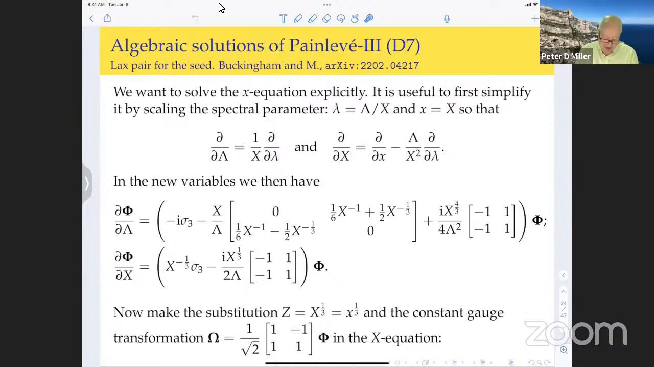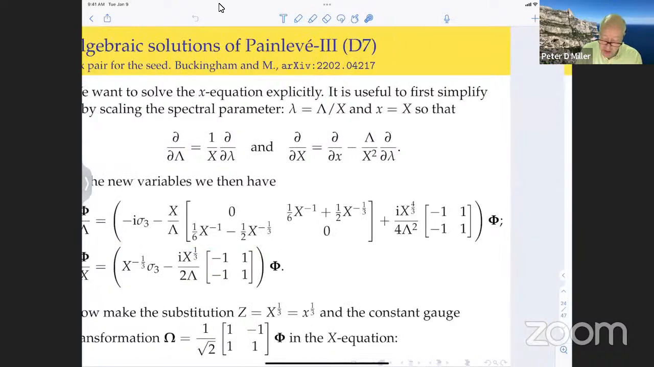So anyway, to deal with this, to simplify it further, and also to deal with these x to the 1/3 that are everywhere, let's now introduce z as x to the 1/3, and we'll make a constant gauge transformation to somehow simplify this matrix. So now omega will be the new unknown. It's linearly related to phi, and we have a new independent variable z.